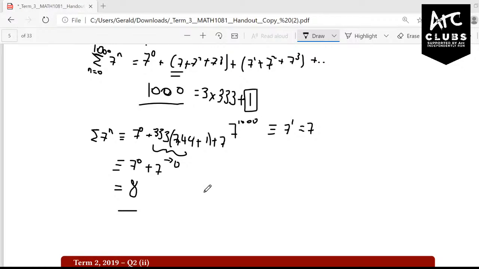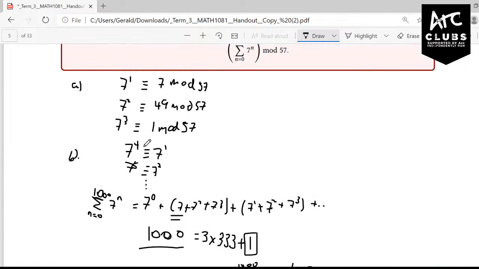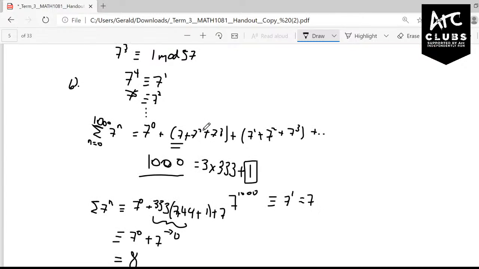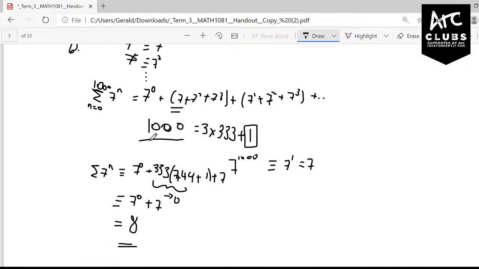Does that make sense? Does anyone have any questions? So the trick is to use the fact that 7 to the power of 3 is congruent to 1 mod 57. And from there, you just divide 1000 by how many of these terms that you have. Well, you have 333 threes plus 1. So that means 7 to the power of 1000 reduces down to 7. And so when you take the sum and then you reduce it in mod 57, you end up with the first term plus the last term, because the middle term goes to 0. And so you get 8.